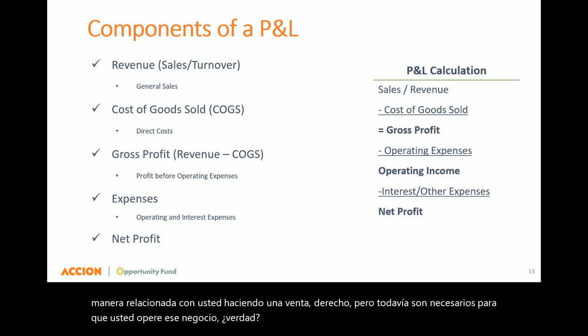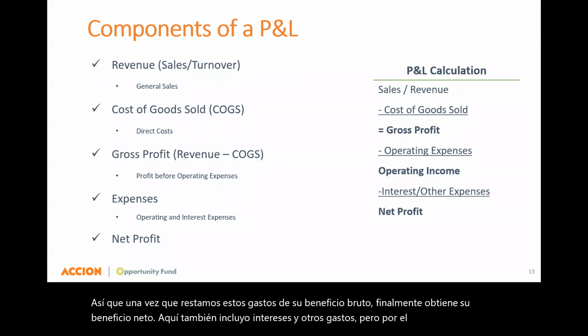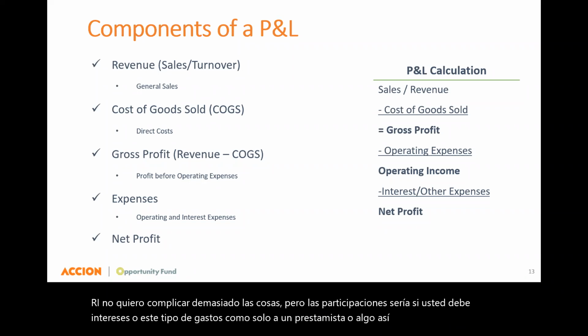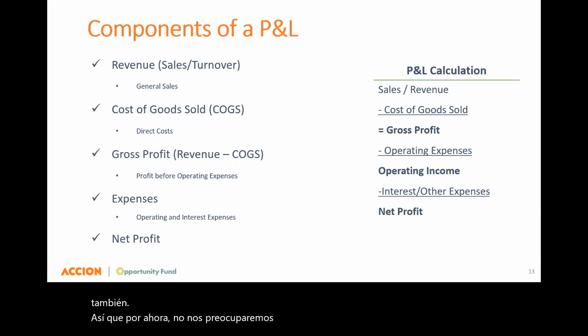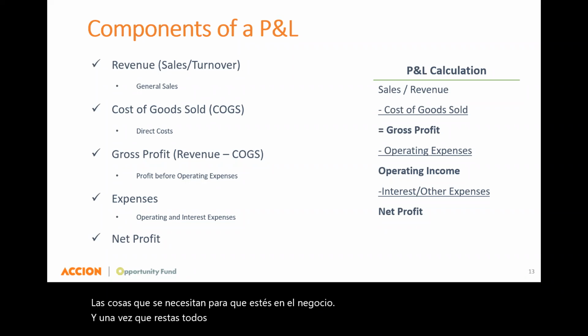So once we subtract these expenses from your gross profit, you eventually get your net profit. Here, I also included interest and other expenses, but for the sake of this webinar, I don't want to overcomplicate things. Interest would be if you owe interest on something like a loan to a lender or anything like that, that would be calculated in here as well. So for now, we're not going to worry about that. We're only going to worry about the things that it takes for you to be in business. And once you subtract all of these costs from your gross profit, we get your net profit.